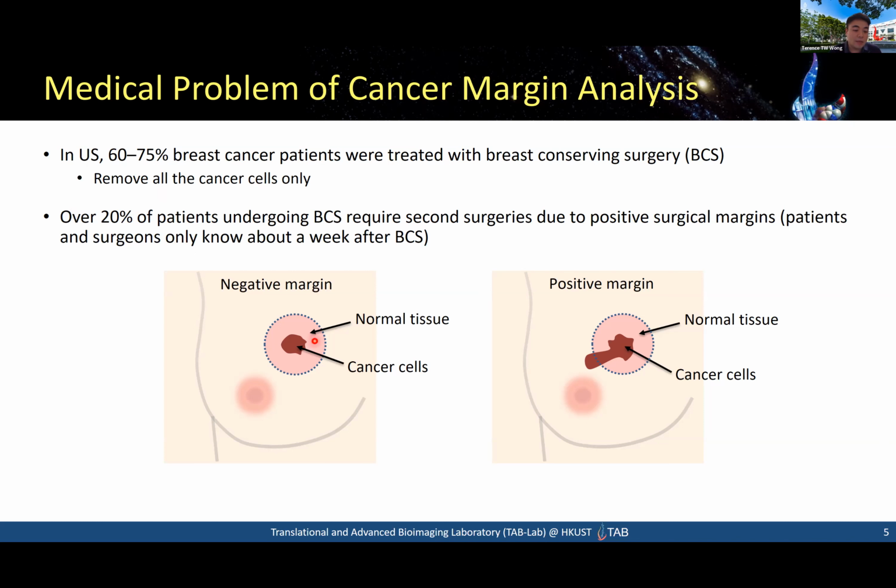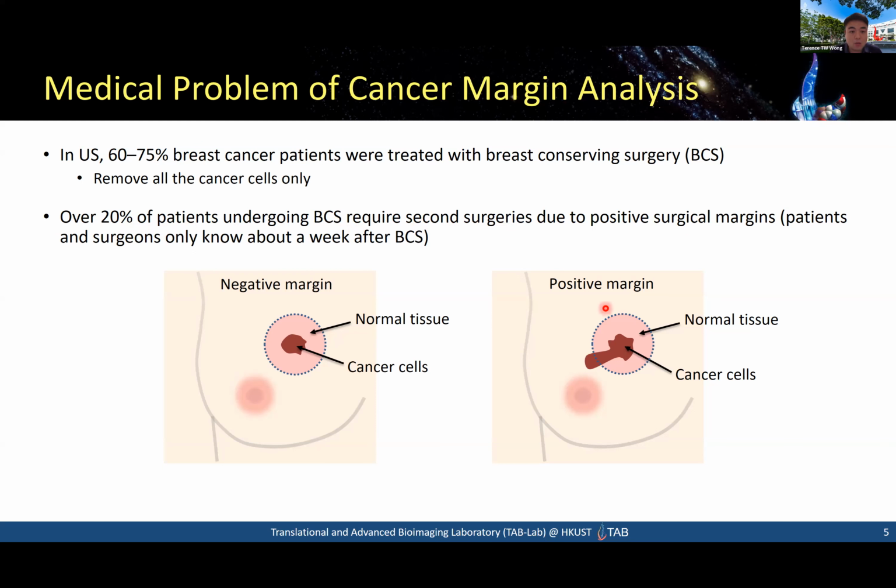But then you can see the dilemma. When you cut, let's say, the blue dashed line here, when you cut this mass out from your body, you may end up with the story on the right. It means that after the surgical cut, there are still some remaining cancer cells inside your body. This is really what people don't want to see. This is what we call positive margins. We want negative margins. The number of positive margins is around 1 out of 5 patients, 20%. Patients undergoing these conserving surgeries actually require second surgeries due to positive surgical margins, due to the case on the right.